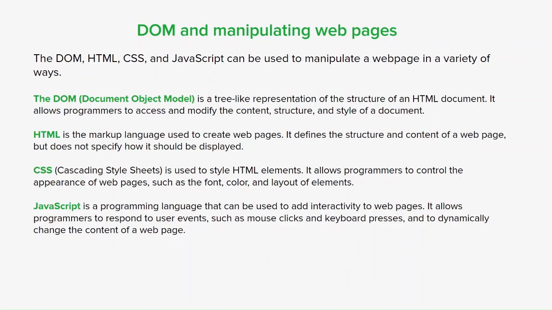And JavaScript is a programming language that can be used to add interactivity to web pages. It allows programmers to respond to user events like mouse clicks and keyboard presses, and to dynamically change the content of a web page. Together, the DOM, HTML, CSS, and JavaScript can be used to create dynamic and interactive web pages. So for example, you can use JavaScript to change the text of a paragraph when a user clicks on a button, or to animate an element on the page.